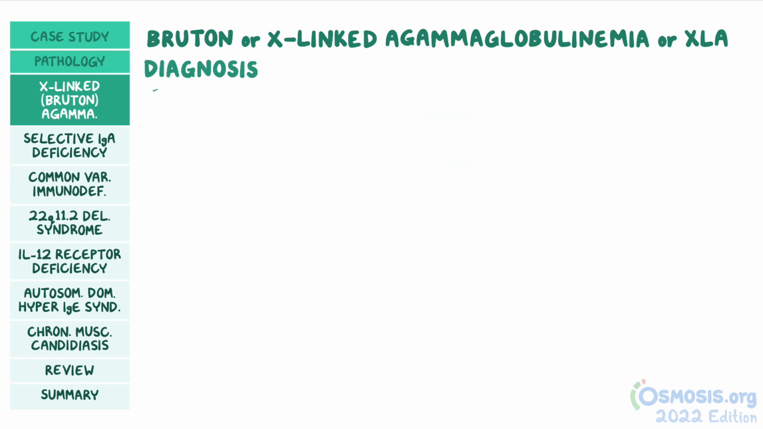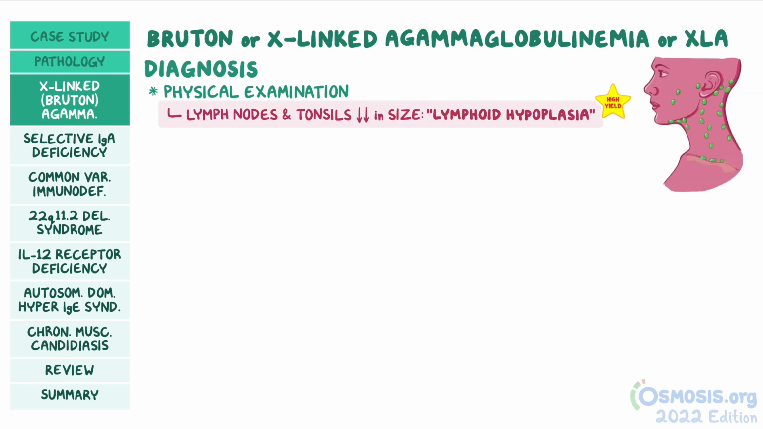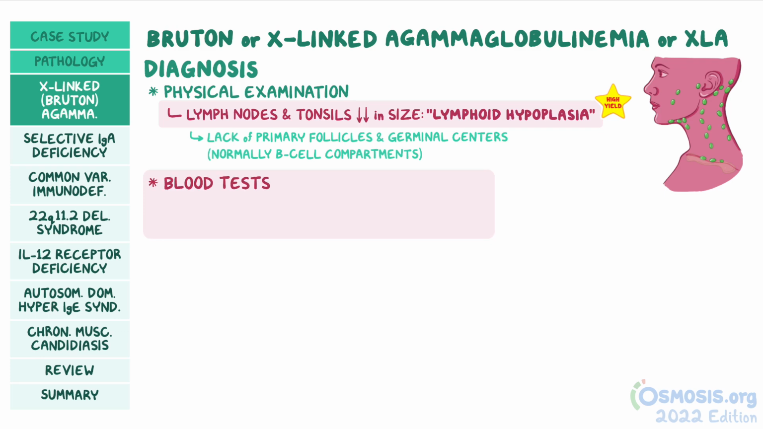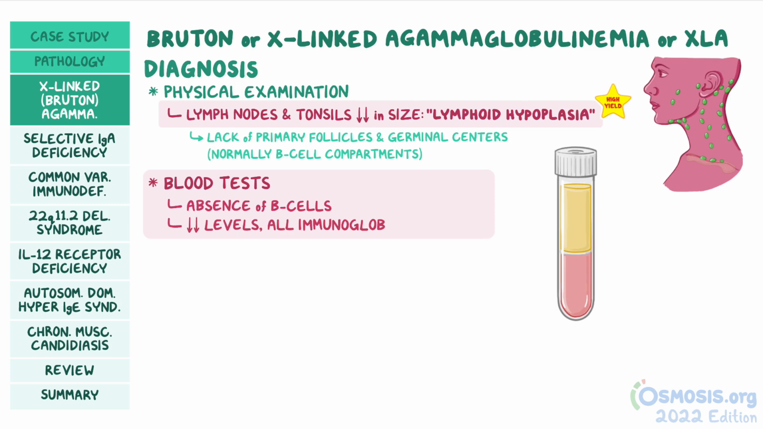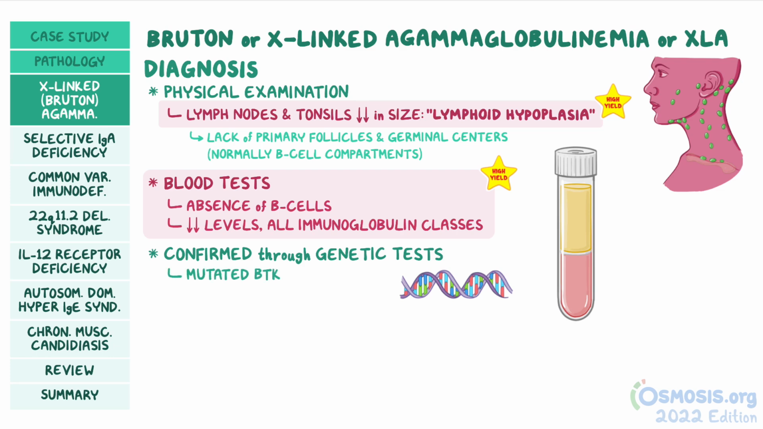Diagnosis typically begins with a physical examination where lymph nodes and tonsils are diminished in size. For your exams, remember that this is known as lymphoid hypoplasia and is due to the lack of primary follicles and germinal centers, which are normally the B cell compartments in healthy lymphoid tissues. The next step for diagnosis involves blood tests revealing the complete absence of B cells, as well as decreased levels of all immunoglobulin classes. Finally, diagnosis can be confirmed through genetic tests looking for the mutated BTK gene.